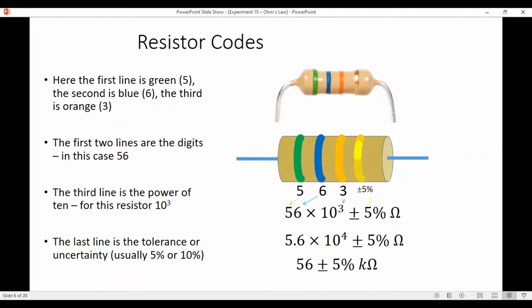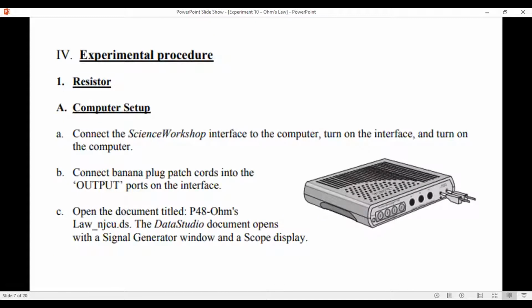Let's do this again with another resistor. Here we have a green, blue, orange, and gold. And green is 5, blue is 6, orange is 3. So this is 56 times 10 to the 3, okay? Or 56 kilo ohms plus or minus 5%. All right. Now we are going to do this experiment with two resistors. One's going to be a 10 ohm resistor. The other one's going to be a 100 ohm resistor.